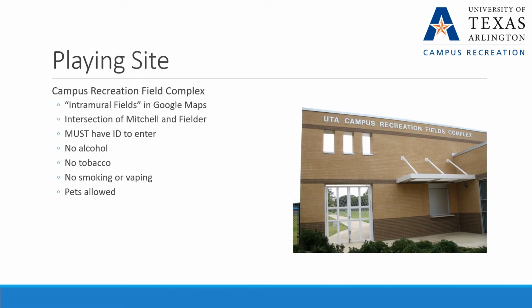We play at the Campus Recreation Fields Complex. If you search intramural fields in Google Maps, it'll take you right there. It's at the intersection of Mitchell and Fielder, and you must have your ID to enter at all times, no exceptions. There's no alcohol allowed, no tobacco, no smoking or vaping, but pets are allowed at the Campus Recreation Fields Complex.